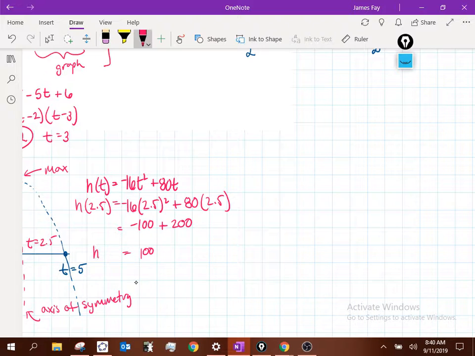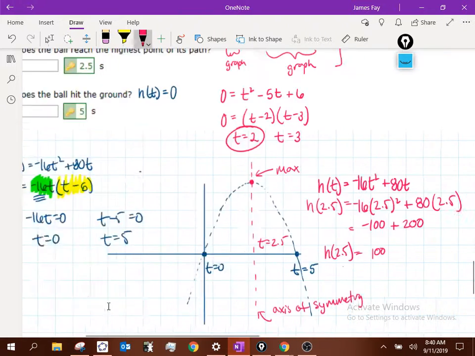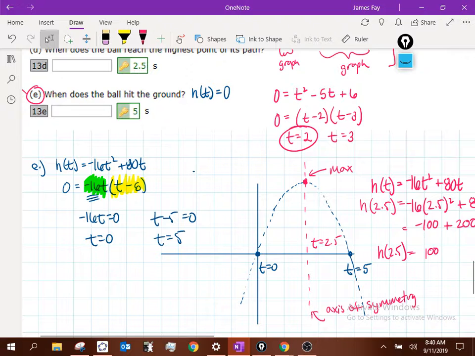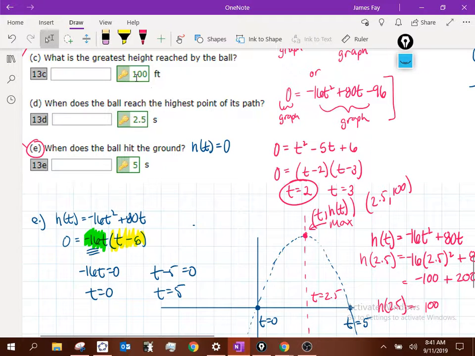So this h at 2.5, the height at a time of 2.5, is 100. Does that kind of make sense? Okay, so this ordered pair right here, we said it was t, comma, h of t, and for us, t was 2.5 and h of t is 100. So that's where we're getting that number there. Okay? All right, that's one way of doing it. Not the only way.